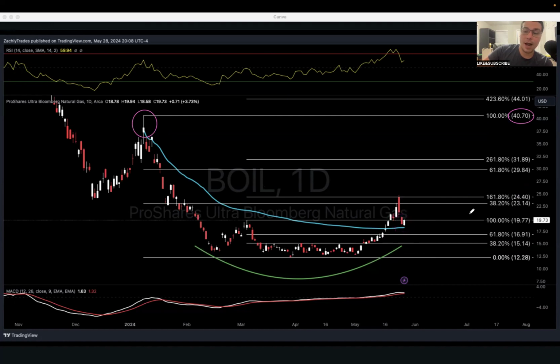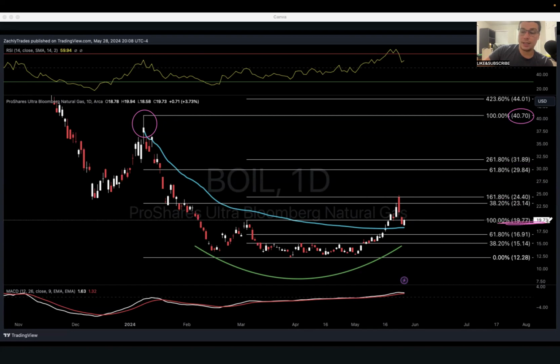And we're closing here right at resistance, right at our level of 19.77. We're just 4 points away from there. Above there, you're going to be targeting 23.10 and 24.40, all right? And above there, we have basically $30 and $32 as the next price targets. That's what I'm looking at in Boyle.